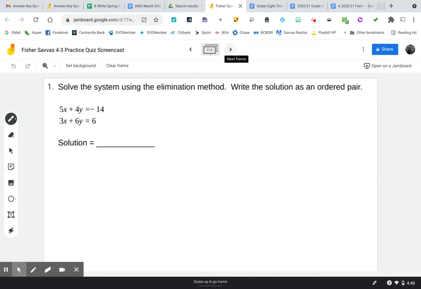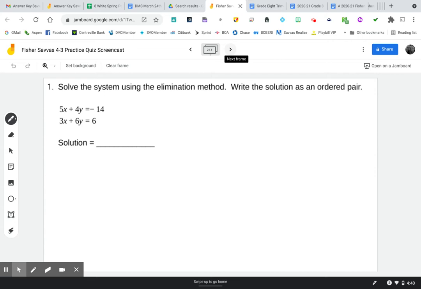So first of all, you have a few different options with this problem. You can decide to either eliminate the x's or eliminate the y's. If you choose to eliminate the x's, then you could make them the same by multiplying to get 15 as your coefficient, the number that comes in front of x. So you could multiply the top equation by 3 and the bottom equation by -5, or vice versa with the negative signs. What I'm going to do is I chose to eliminate the y's.